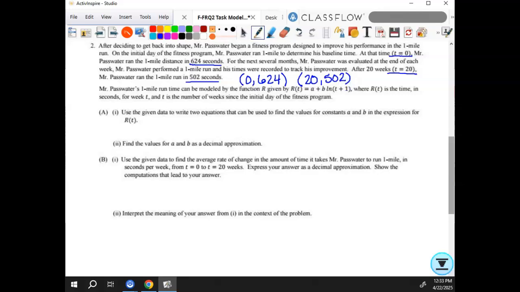Okay. So then it tells me that it can be modeled by this function, which is a natural log function, where R of t is the time in seconds for the week. And A1, this is going to be exactly what it asks you to do on the actual AP exam. Of course, it could be quadratic or logarithmic or whatever. But you're going to write, in this case, 2 equations that can be used to find the values for A and B. So write your 2 equations based on what you have.